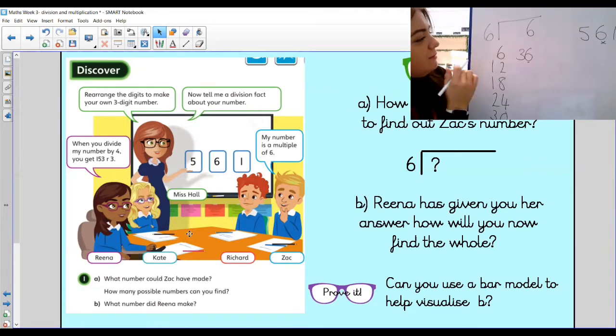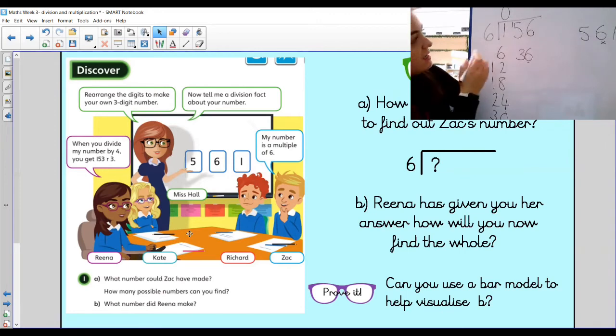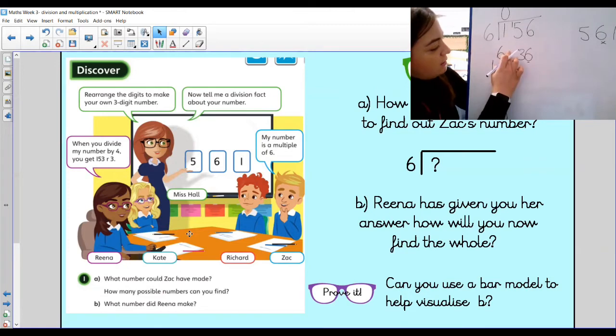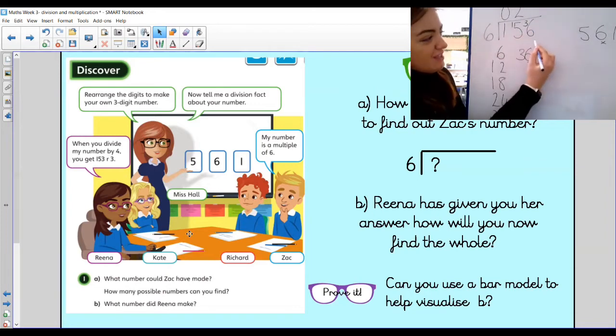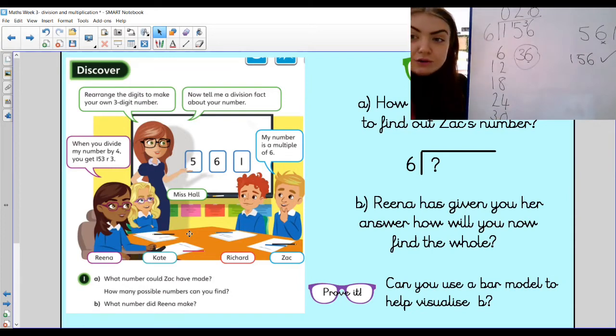So let me have a look. What could I do? If I do a 1, that would mean there would be none, and that would be a 5, which then would be 15. So 6s into 15: how many lots of 6? 6, 12. I can make 2 lots, and that would leave me with 3 to rename, which would be 36. 1, 2, 3, 4, 5, 6. So 156 is one of your answers that you could have got. Okay, you see what I was doing there?